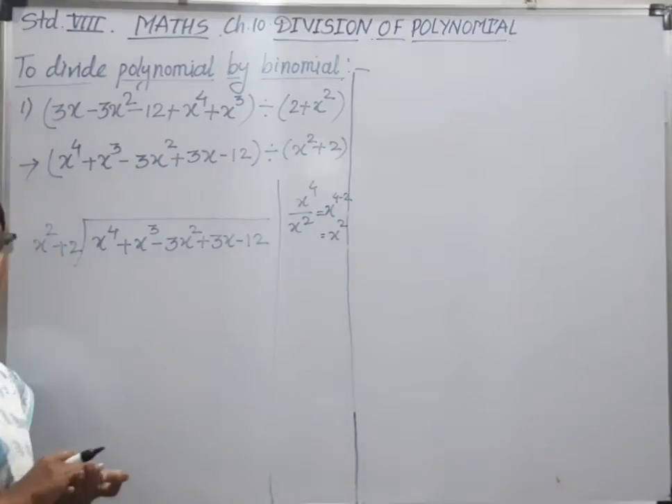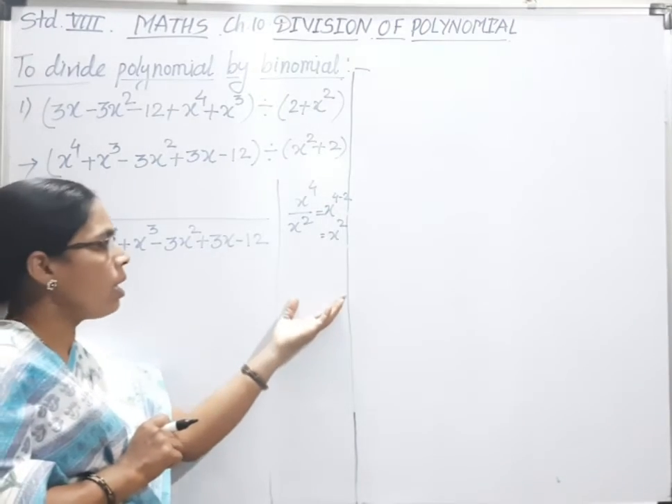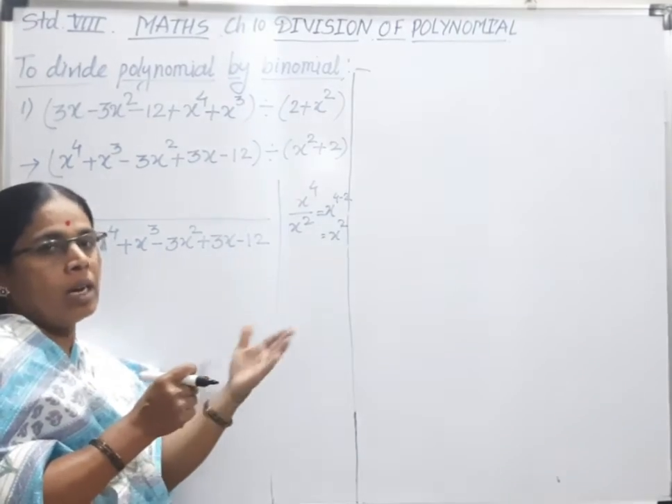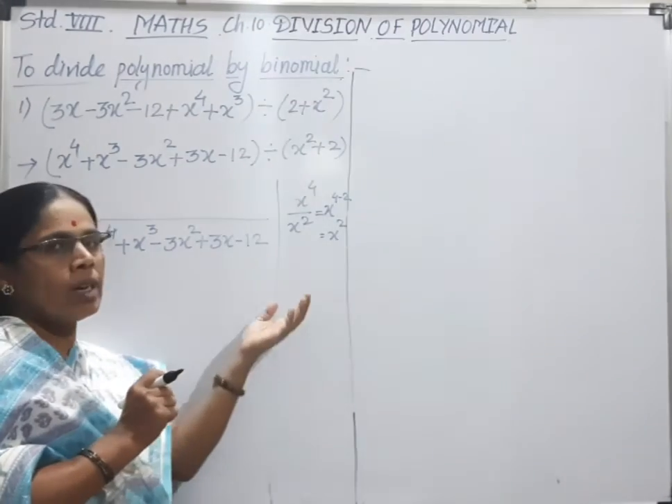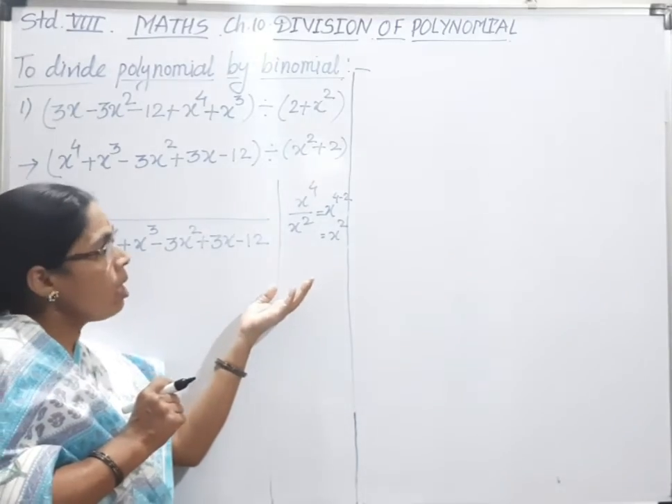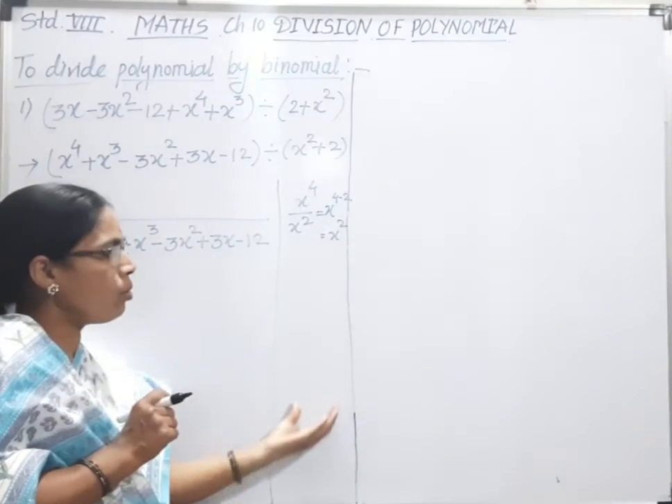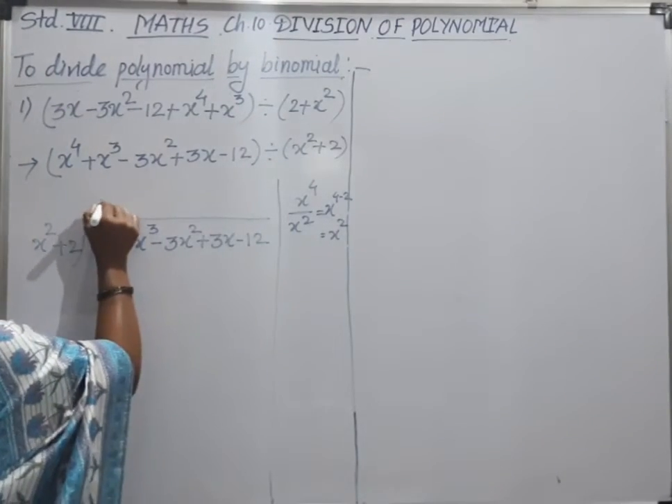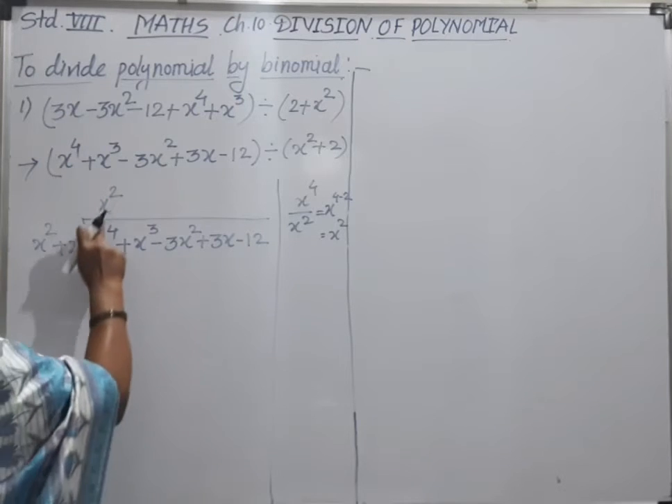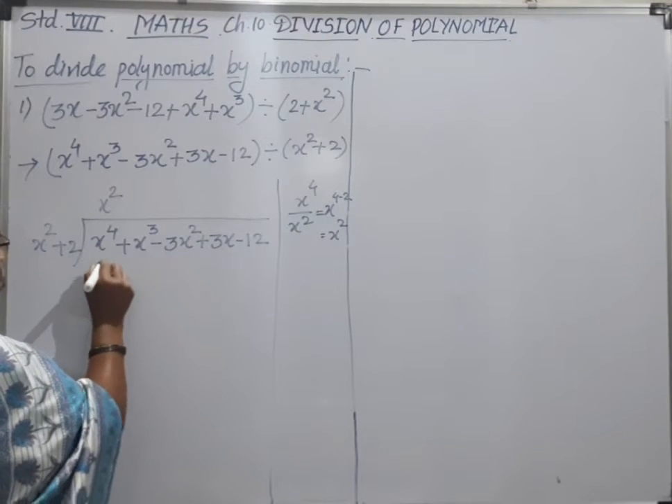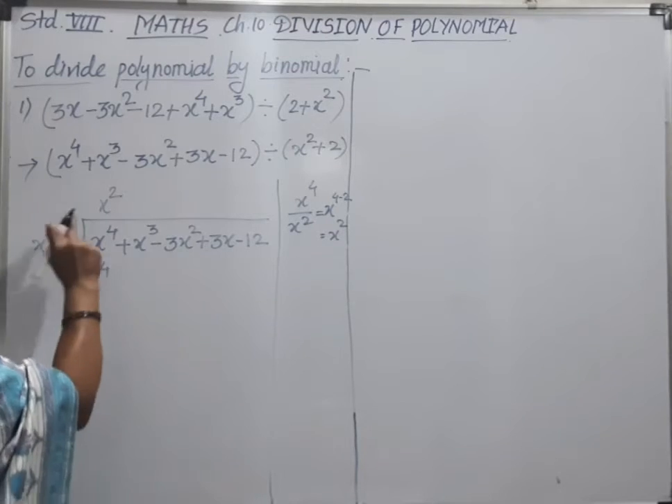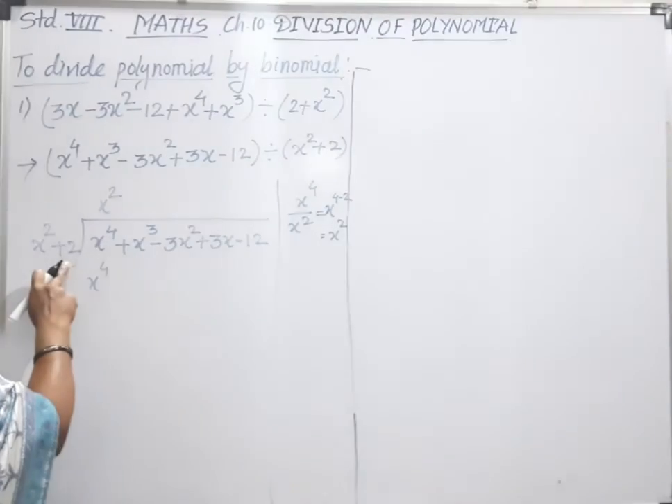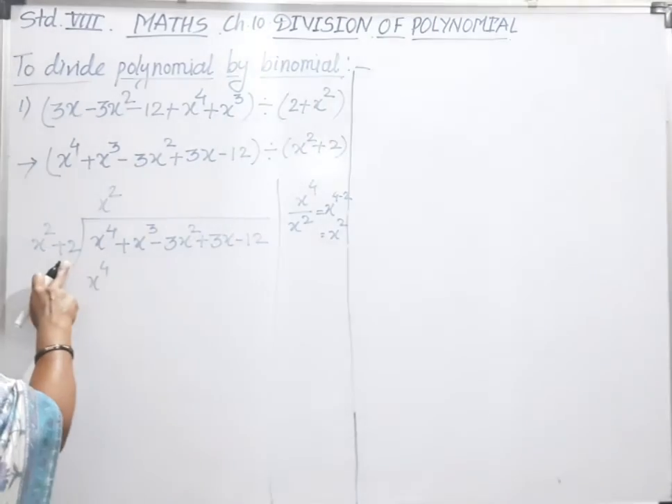This rough calculation, when you are solving sums, you should also write at the right side only. Don't do this mentally. If you are doing it, okay, no problem, but sometimes we miss a number or a sign, so you can do this rough work on the right side only. Then here we write x square, which is the quotient. So x square into x square is x raised to 4. Now we have to multiply this quotient by the second term of the divisor also, because two terms are given.